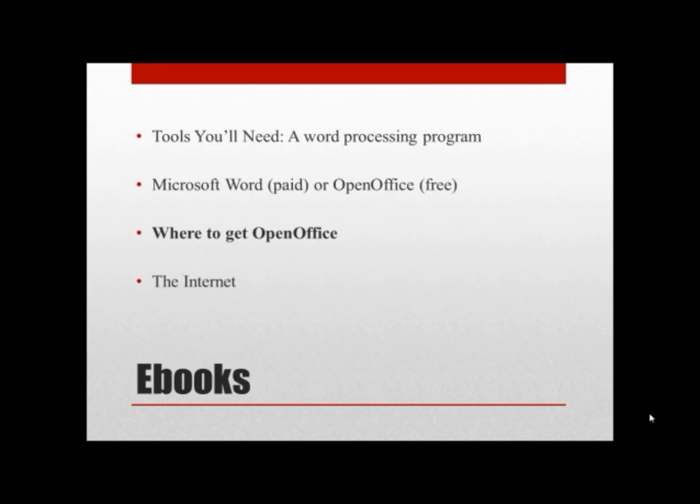Okay, so tools that you'll need to do this are pretty much a word processing program and the internet. But back to the word processing program part. The two most common word processing programs I know of are Microsoft Word, which is a paid product, but it's pretty much on almost every computer out there. But for those of you who don't have Microsoft Word, there's a free alternative called OpenOffice. So let's just go over for a minute where you can get OpenOffice from.